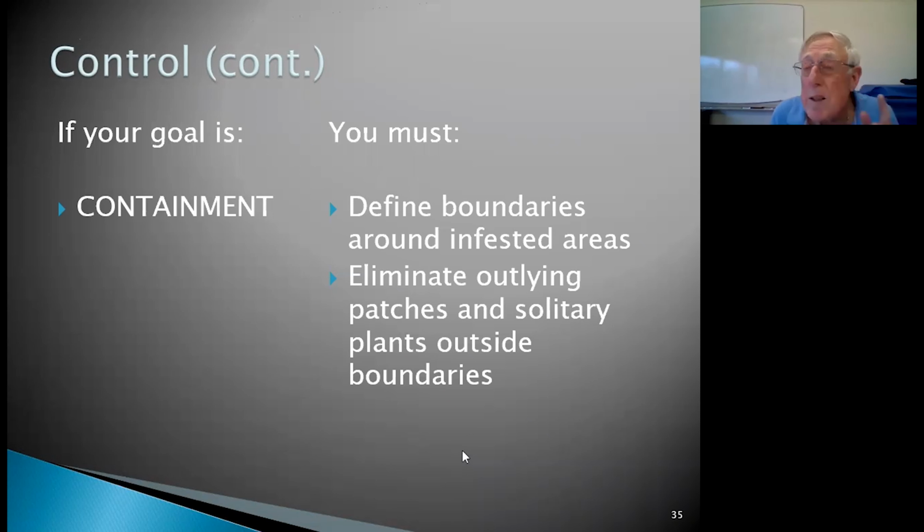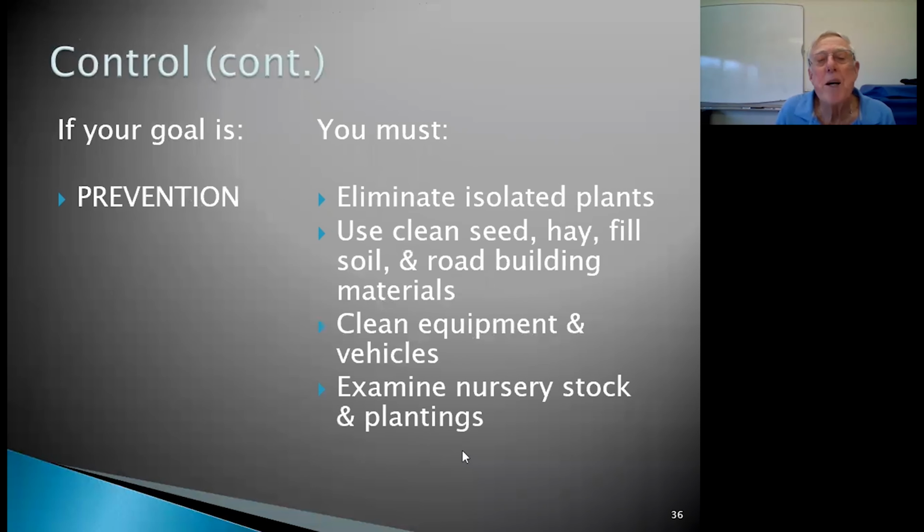So you need to, again, eliminate the outlying patches and solitary plants that are on the wrong side of the boundary. All right, that's your strategy. And then finally, you don't have any star thistle on your property, and you want to keep it that way. You need to eliminate isolated plants. If you're bringing in seed, hay, fill soil, road building materials, you need to make sure it's certified star thistle seed free. That's hard to say.